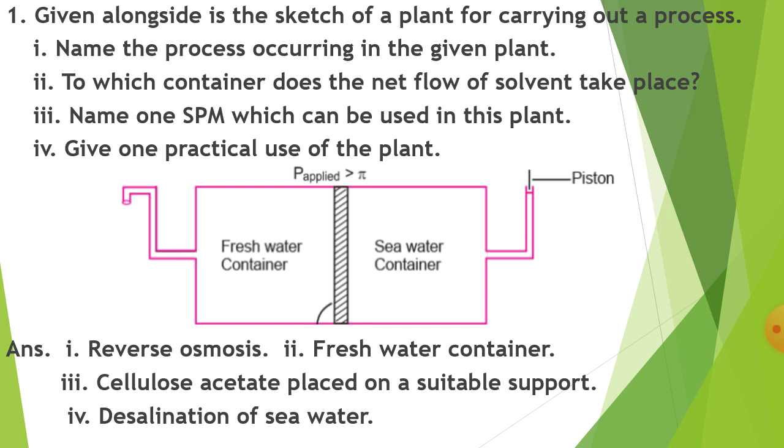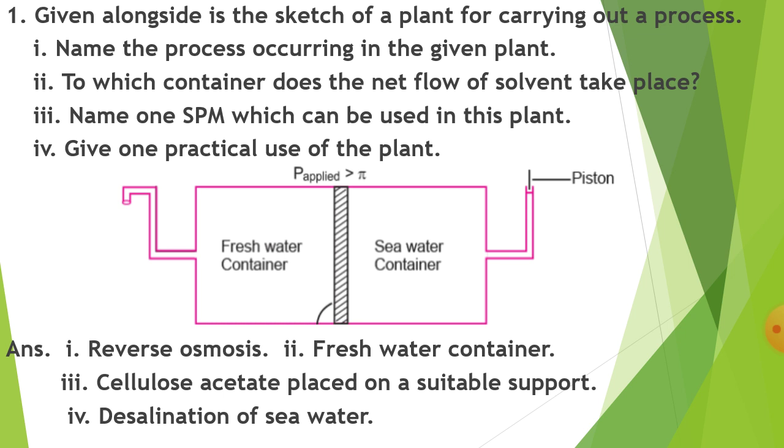Question number 1: given alongside is the sketch of a plant for carrying out a process. Point 1, name the process occurring in the given plant. For this question, look at the condition in the figure. Pi is less than the pressure applied, that is, the pressure applied is more than pi. So that denotes reverse osmosis. So the answer to the first question is reverse osmosis.